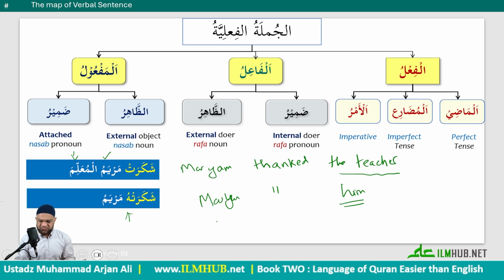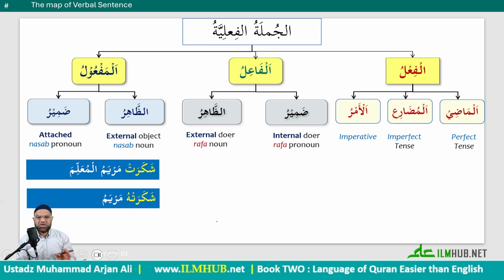And that is what the difference is, inshallah ta'ala, between the two types of object: either a pronoun, then it will be attached to the verb, or a noun, it will come after, mostly after the verb in the nasab state. When it is a pronoun, we will say it is nasab. Why? Because it is being attached to a verb and it is acting as the direct object. Remember, it is the direct object of the verb. And that's it. That's your main structure of the Jumla fi'liya.